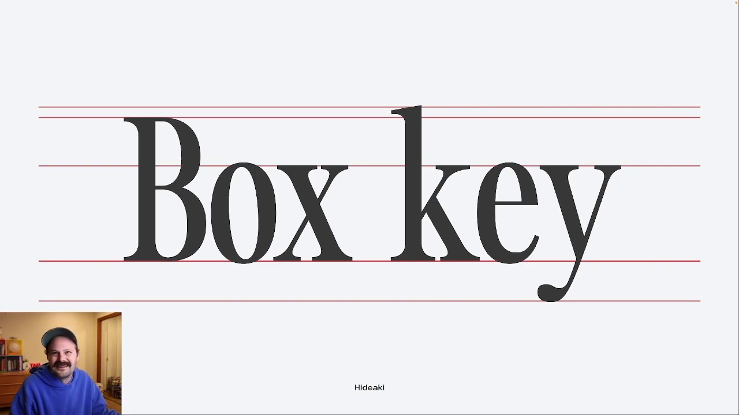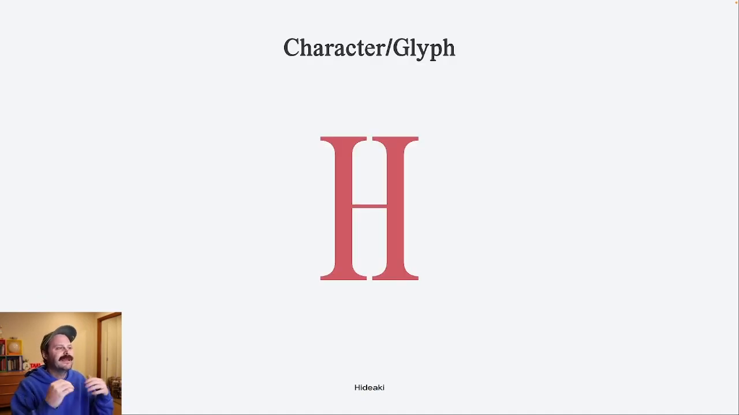It's 5 things. You don't need a song to remember it. Now that we have the guides, let's start talking about all the different pieces of the letters. Right here, we have a character or a glyph. You can use the terms interchangeably. A character is basically any letter, number, punctuation, symbol. Any singular unit in a typeface is called a character or a glyph.